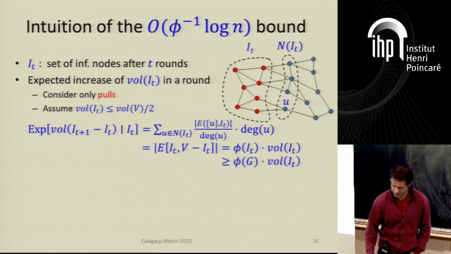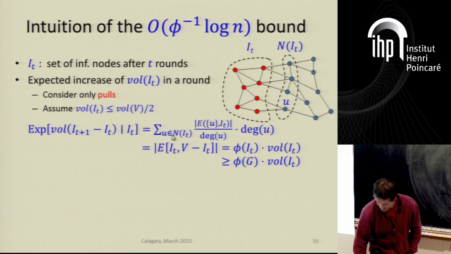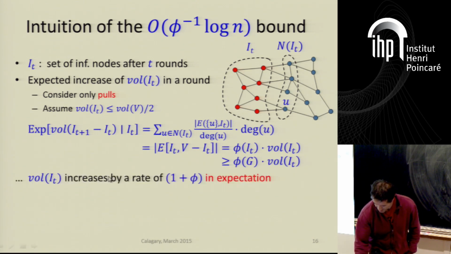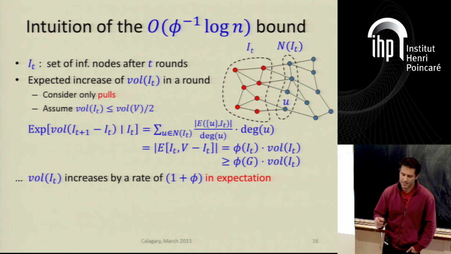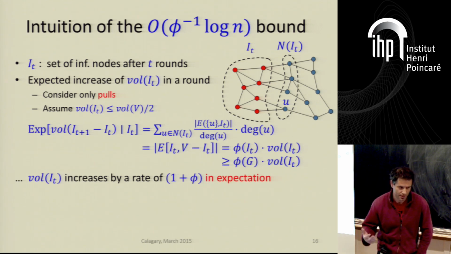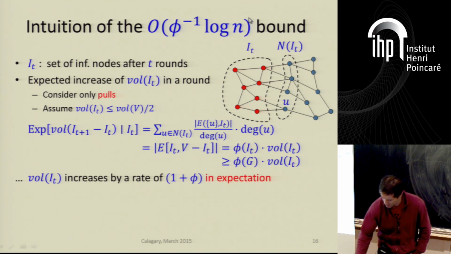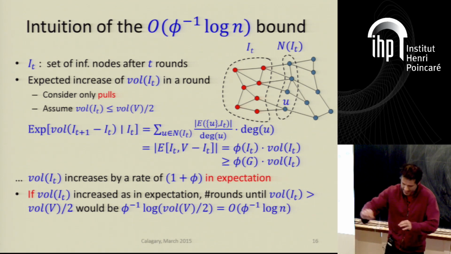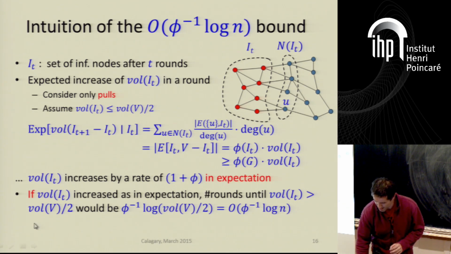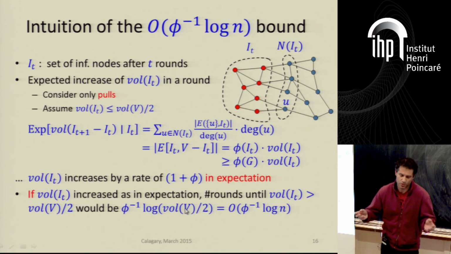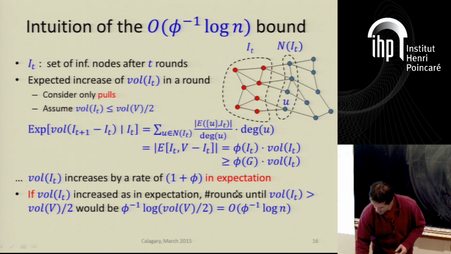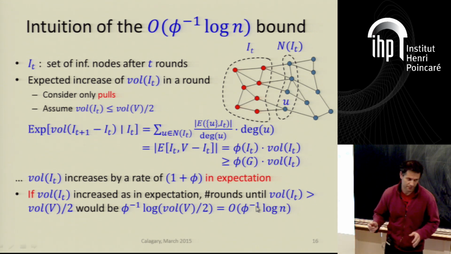So what this says is, if we bring this to the other side, the volume of the informed set increases by a rate of at least 1 plus phi in expectation in one round. And this is exactly the right rate we need to show this bound here. Why? Because if the volume increases exactly as in expectation, then the number of rounds before the volume increases above half the total volume of the graph at this rate would be 1 over phi times the logarithm of this quantity here. Remember, the volume of the graph, the sum of the degrees of all nodes in the graph, is at most n squared. So this quantity is of this order, log n over phi.